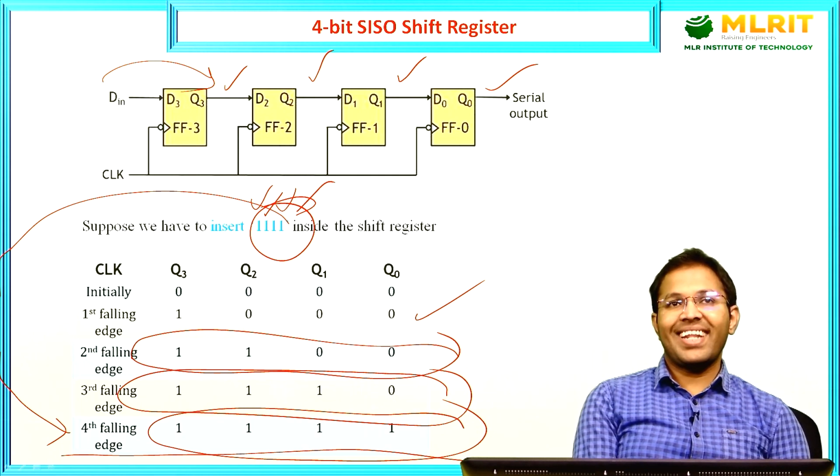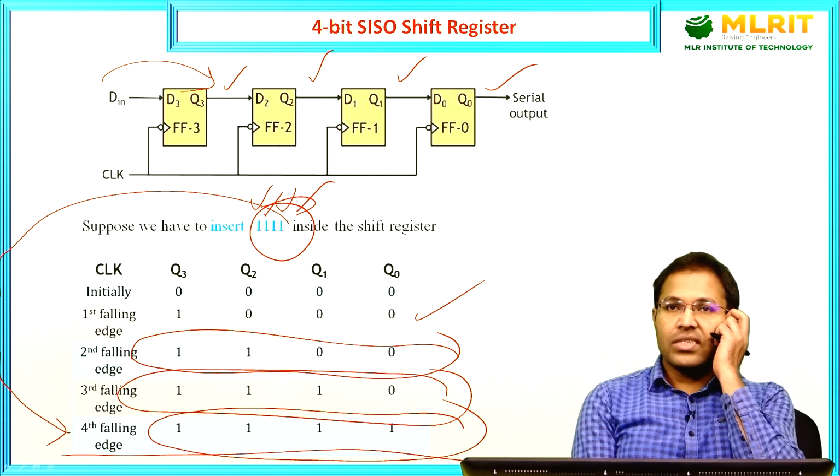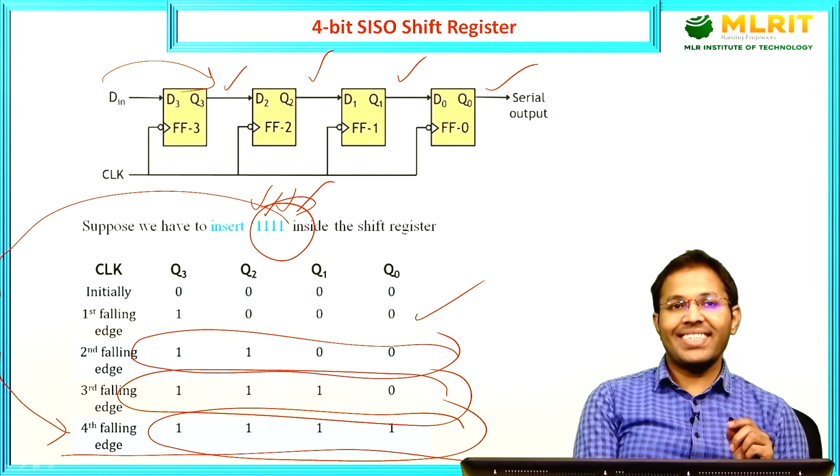So in general it takes n clock pulses to serially enter the data into an n-bit shift register. It takes n clock pulses.